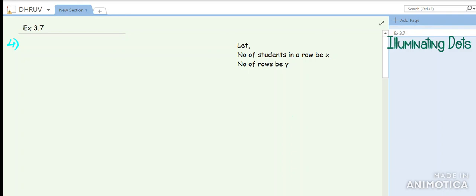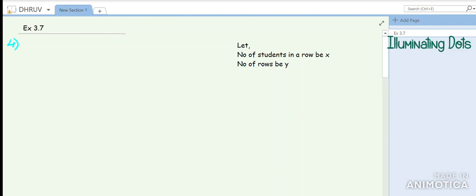So how we will do this is, as we do not have the original number of students, we will assume it to be the product of the number of students in a row, that is x, and the number of rows, that is y. So the original number of students in the class is equal to xy. This is the original number of students in the class.